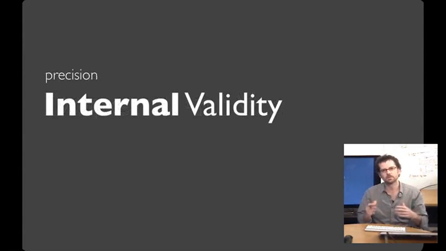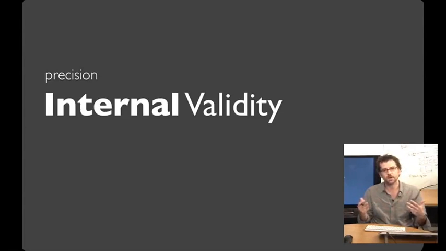So your independent variables are the things that you manipulate. Your dependent variables are the things that you measure. How reliable is your experiment? If you ran this again, would you see the same results? That's the internal validity of an experiment.